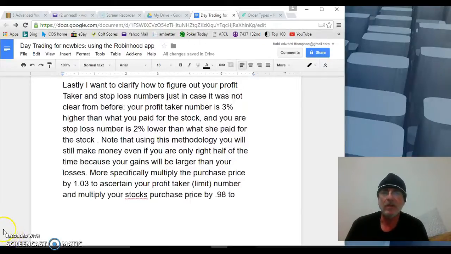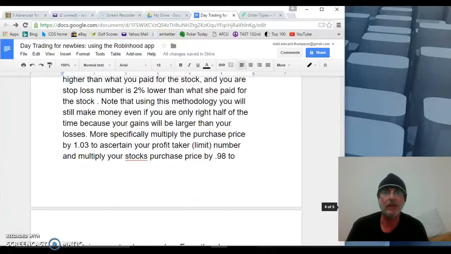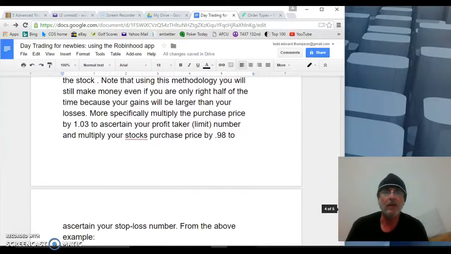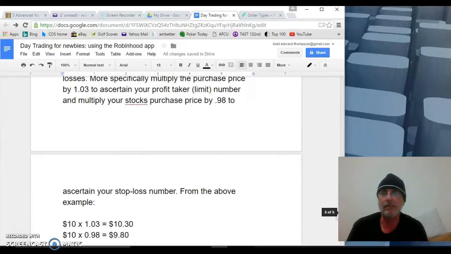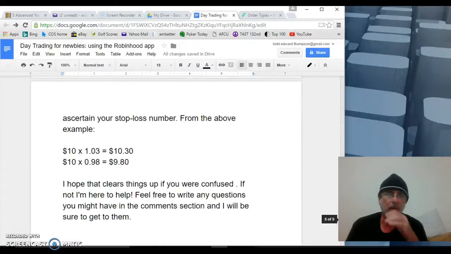More specifically, multiply the purchase price by 1.03 to ascertain your profit taker limit number, and multiply your stock's purchase price by 0.98 to ascertain your stop loss number. So from the above example, as you can see, $10 times 1.03 is $10.30, and $10 times 0.98 equals $9.80. So this is your profit taker number right here, and this is your stop loss number right here.